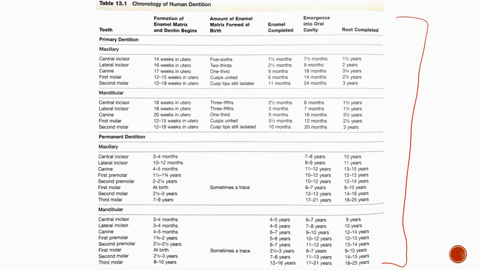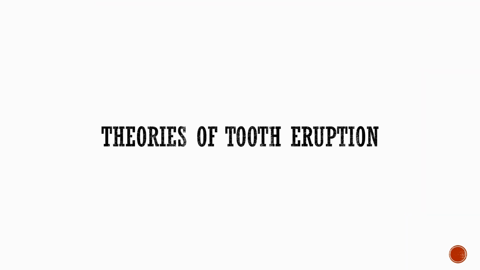Okay, the main thing is when it emerges in the oral cavity. So you should remember these because you will be facing the pedo department, the pedodontics department, and there you will see the mixed dentition. So you will be confused. So you have to study the anatomy and the emergence of the teeth in the oral cavity.